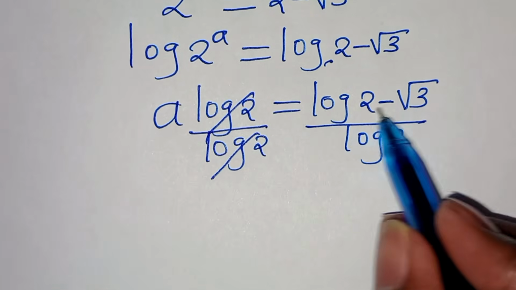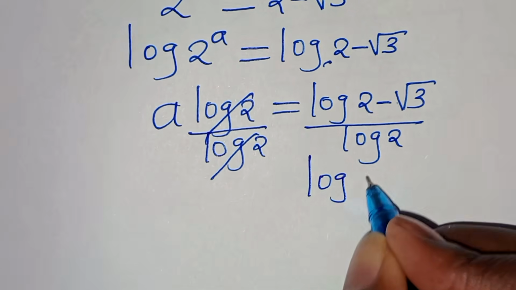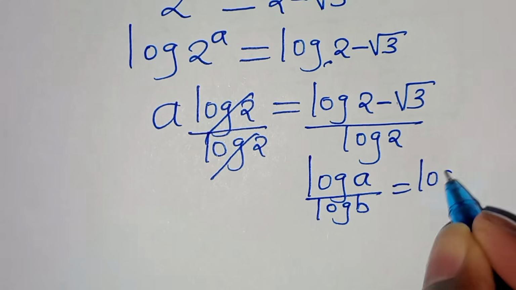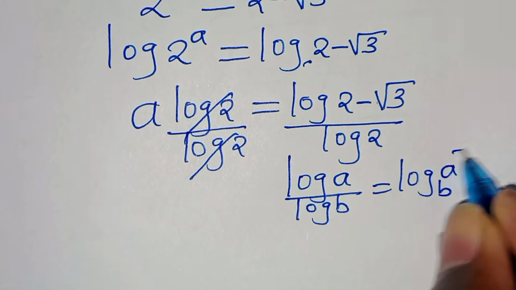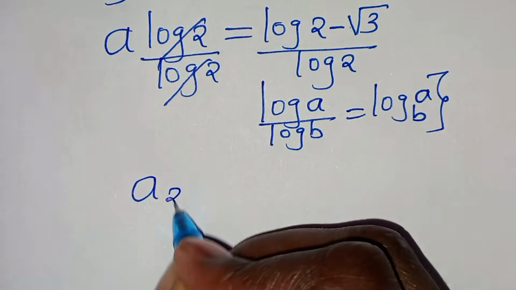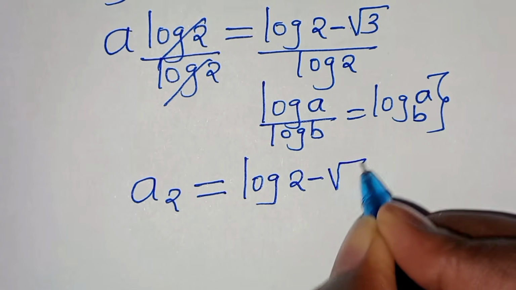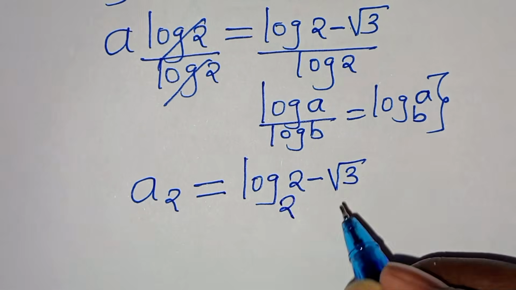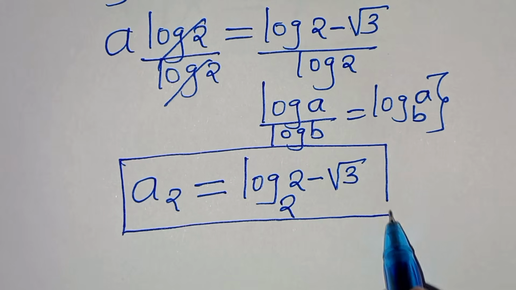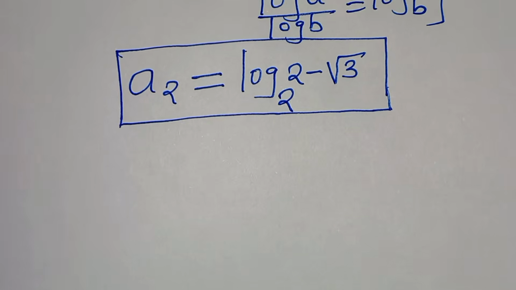So we have log of 2 minus square root of 3 divided by log 2. This is in the form of log A divided by log B, which can be expressed as log A to base B. So we have a2 is equal to log of 2 minus square root of 3 to base 2. So this is the value of a2. Now let's verify from here.